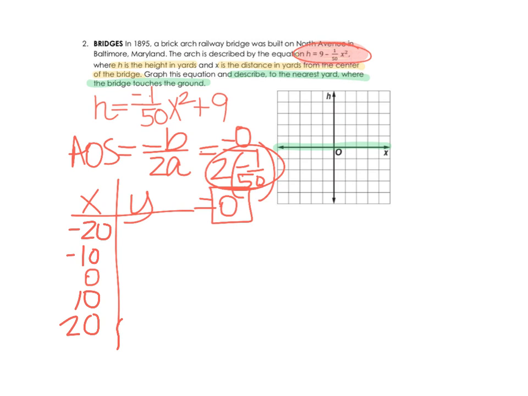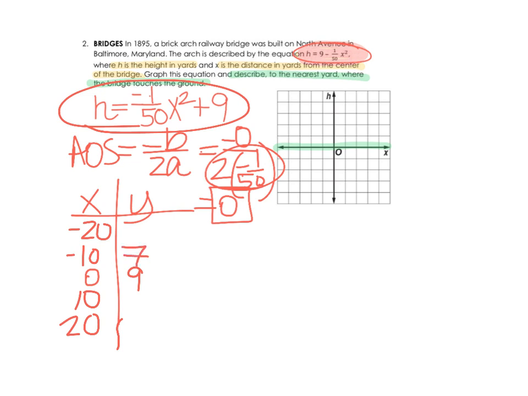So when we plug 0 into our original function, we're going to get 0 squared times anything is 0, plus 9. So (0, 9) is our vertex. Then when we plug negative 10 in, we do that in our calculator, and we're going to get 7.